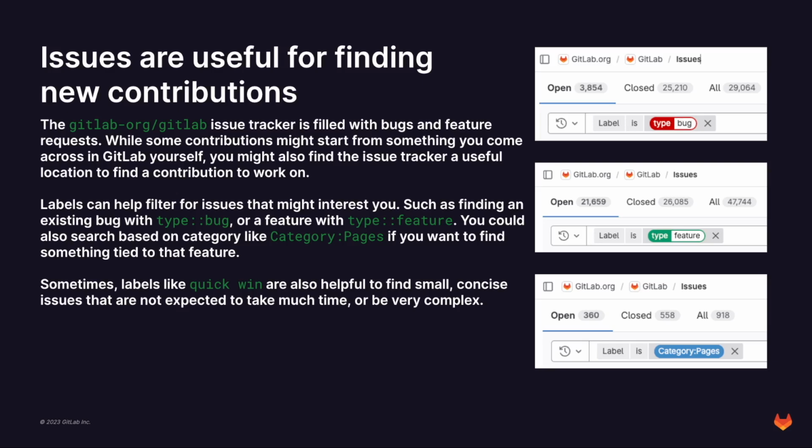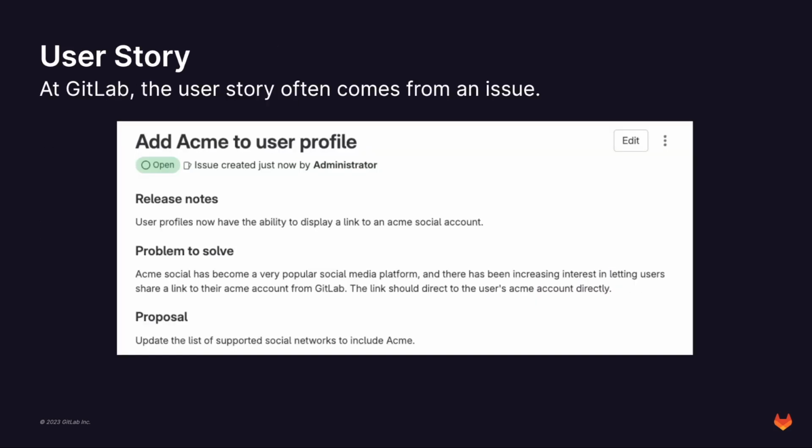Keeping in mind that issues are what we like to look for, let's look at the example in our user story scenario. Let's say that a new issue has been raised on the GitLab issue tracker, asking us to add Acme to our user profile. The release notes are what's intended to be added to the GitLab release page, which is that user profiles will now have the ability to display a link to an Acme social account. We can also see that the problem and proposal are basically about adding Acme to our profile accounts. So if we divide this into its core components, there are a few main things that we can take a look at.